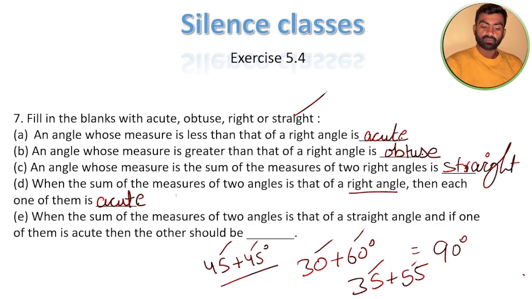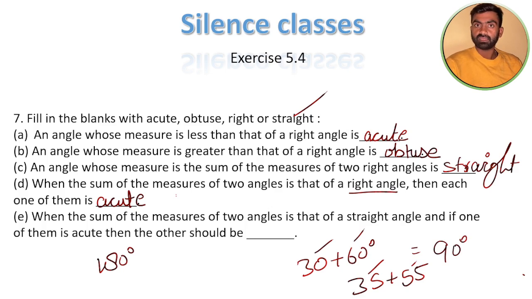When the sum of the measures of two angles is that of a straight angle, and if one of them is acute, then the other should be. The question is saying that the sum of two angles is a straight angle, means 180 degrees, and one angle is an acute angle. Acute angle means less than 90 degrees.